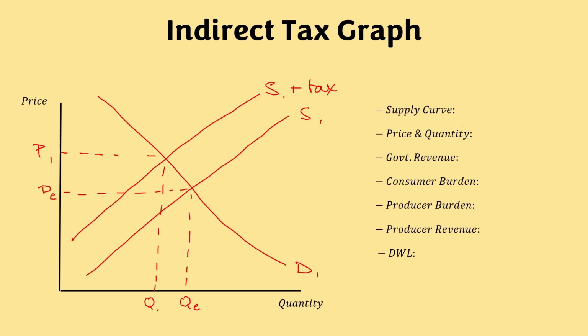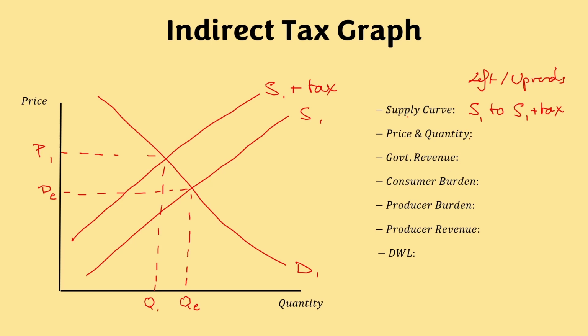So let's look at the impact on these specific things. So firstly, the supply curve. How does this indirect tax affect the supply curve? So as we can see, the supply shifts left or upwards, right? We could say either, means the same. So the supply curve, we could say, goes from S1 to S1 plus tax, okay? So we can say it shifts left or upwards.